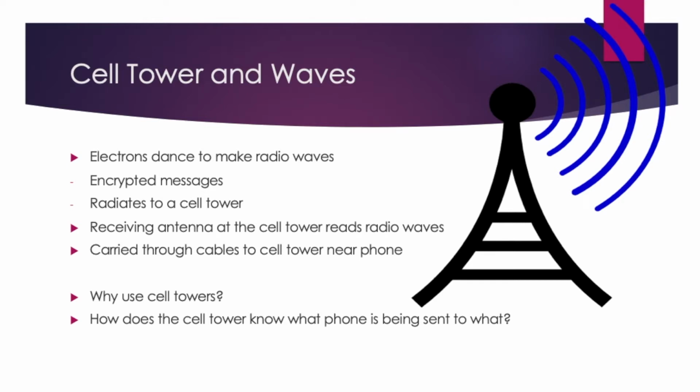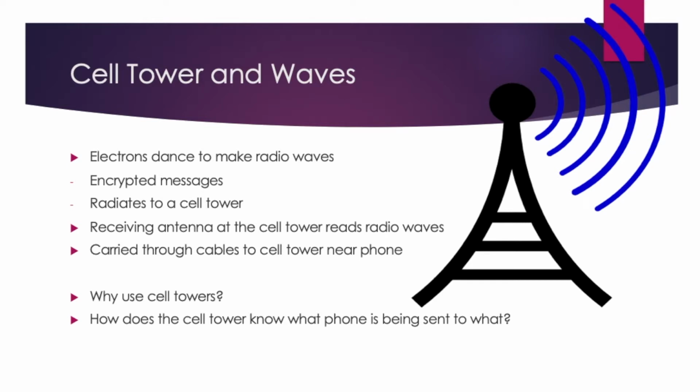The cell tower then receives the decoded message and releases radio waves that are the same as the one sent by your phone until it reaches the phone being sent to. The cell tower sends it in all directions as an encrypted message that only the intended phone can receive and decode.